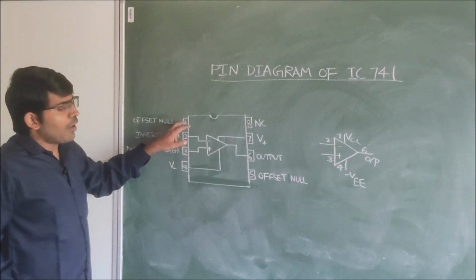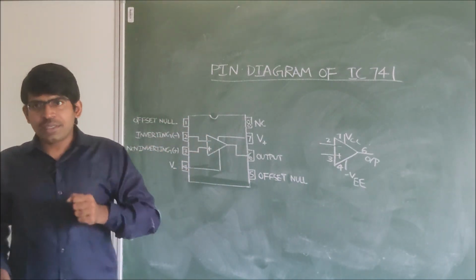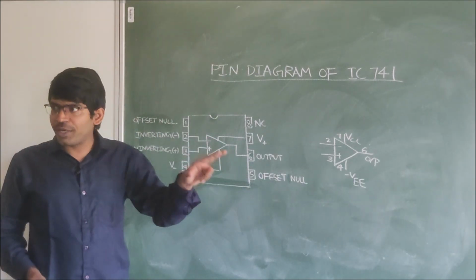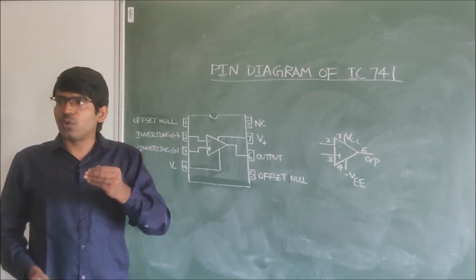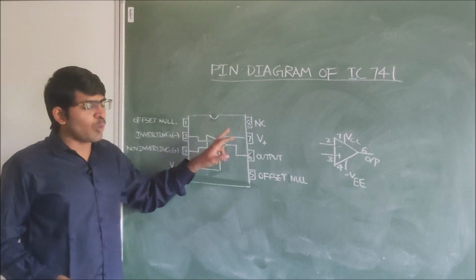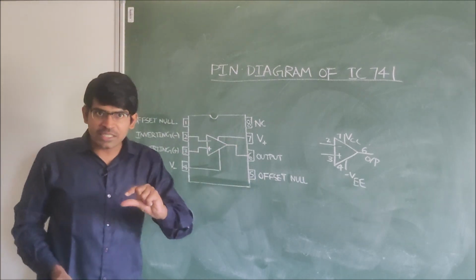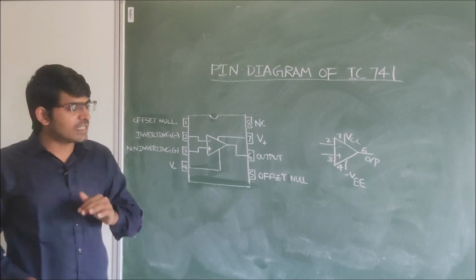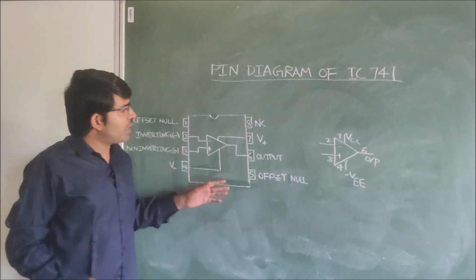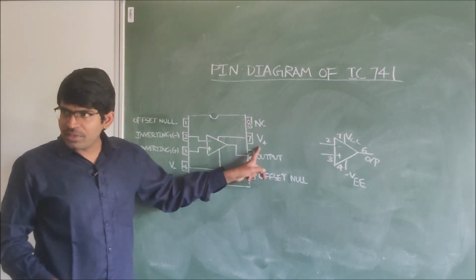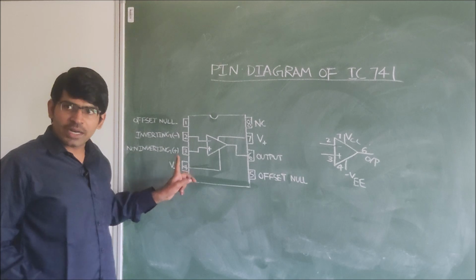Here we already discussed offset voltage. In order to reduce the offset voltage, to make the offset voltage 0, we connect a potentiometer between pins 1 and 5. By adjusting this potentiometer, this offset voltage can be made 0. Similarly, the positive supply we connect at pin number 7, and the negative supply we connect at pin number 4.